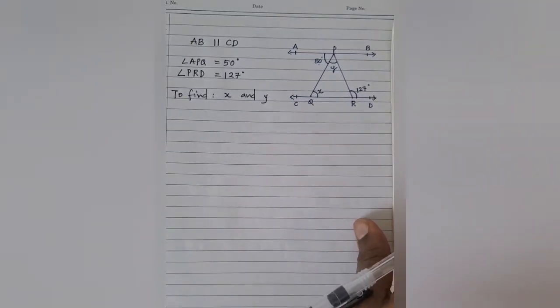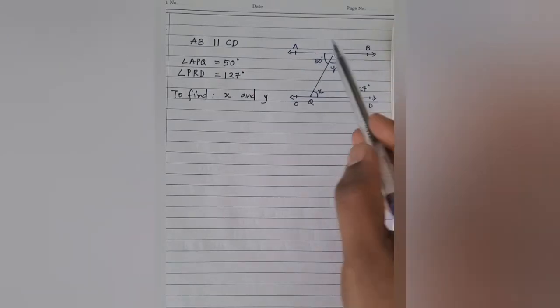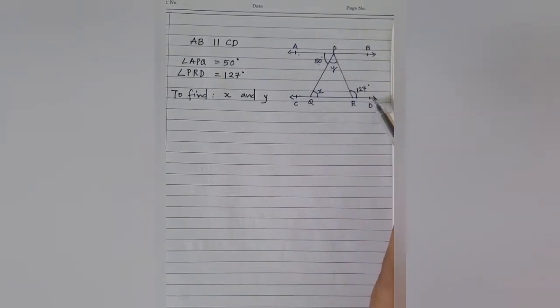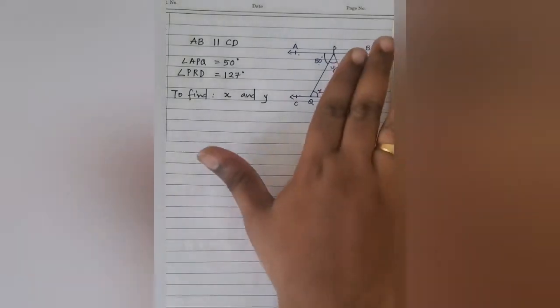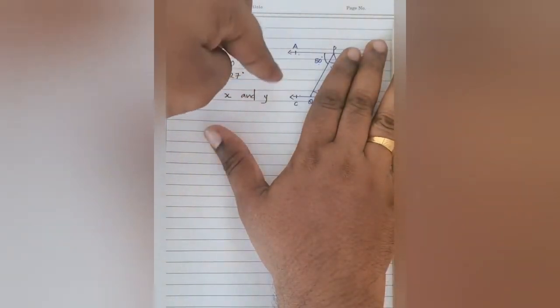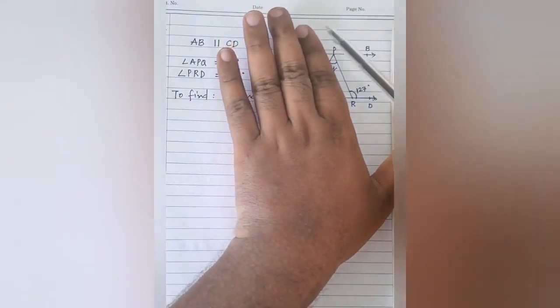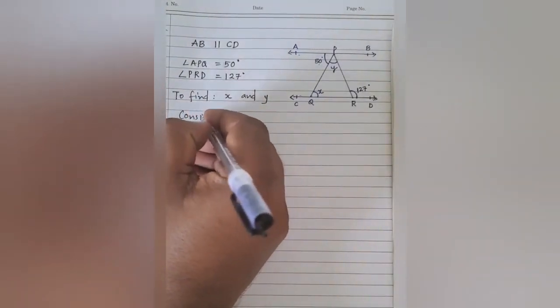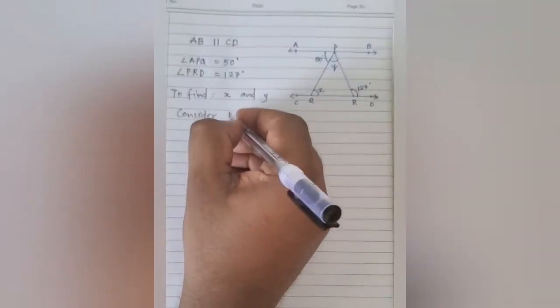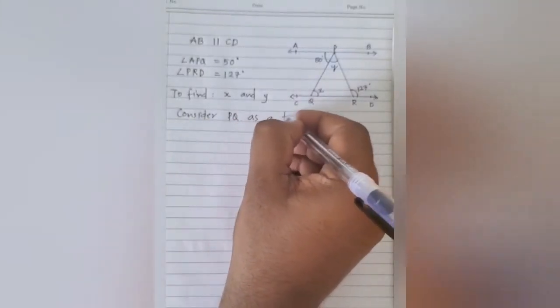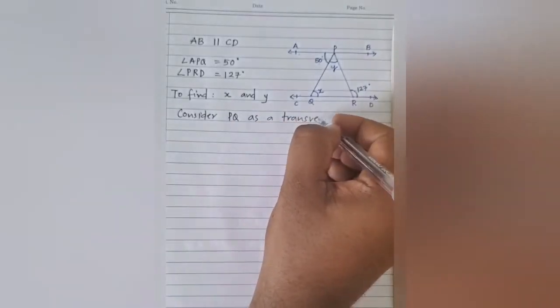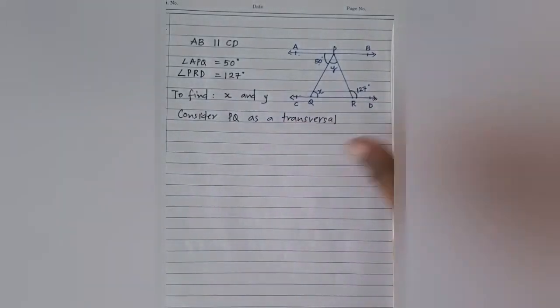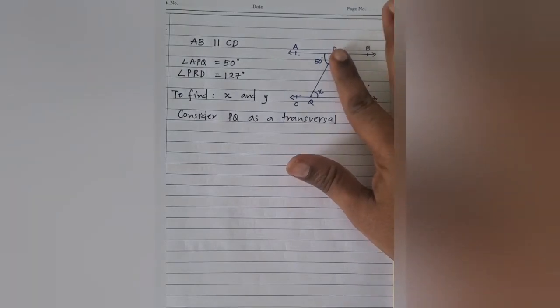Now, if you could see, AB and CD are parallel lines. So I have got two transversals. One is transversal PQ and the other one is transversal PR. Okay, so let me first consider transversal PQ. Let us consider PQ as a transversal. So I will not consider this, okay? So PQ is my transversal.